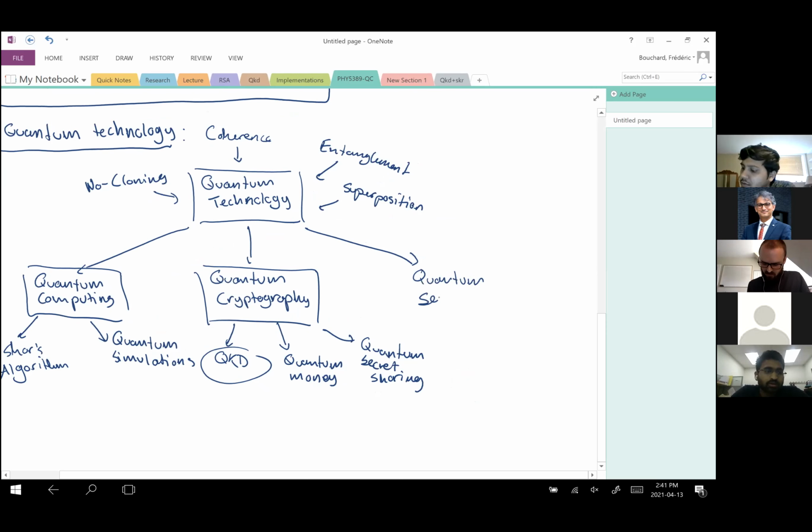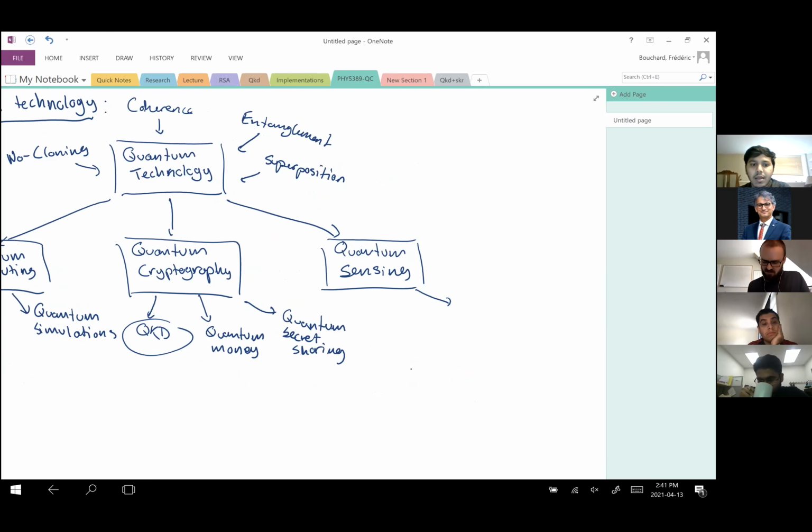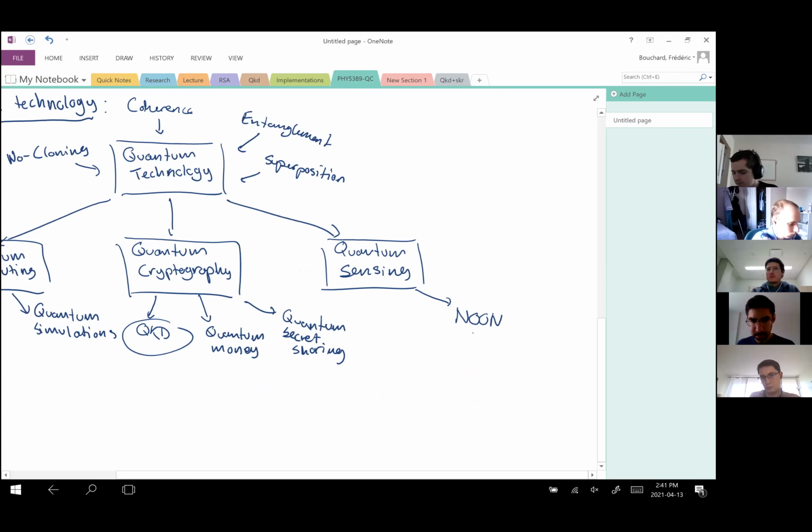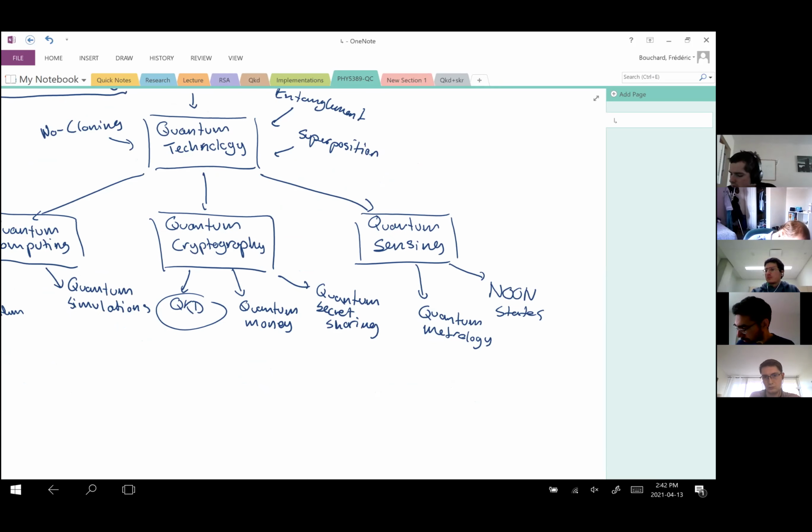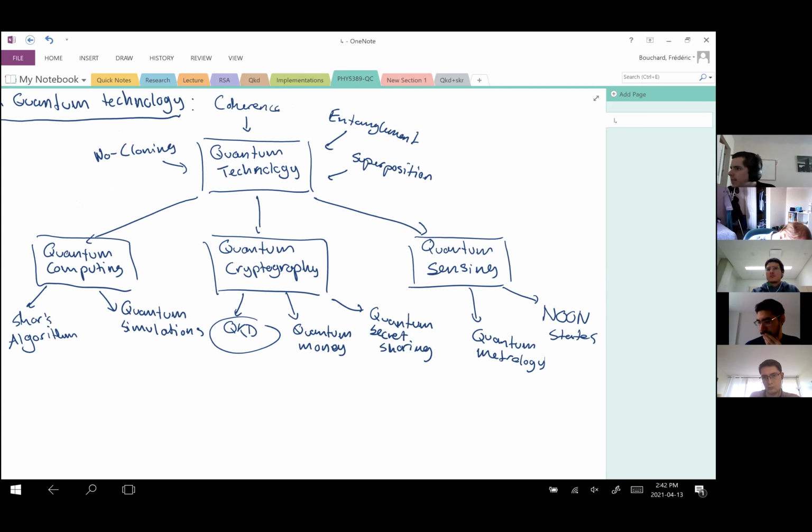And finally, there's quantum sensing. These are applications where you want to measure things in a more precise way. For example, you want to measure a phase shift. There's something called NOON states. This is in quantum metrology as well. You want to use quantum states, things like entanglement or different kinds of sensitive quantum states, to measure things more accurately. So this is basically where quantum cryptography fits into this new quantum technology field.